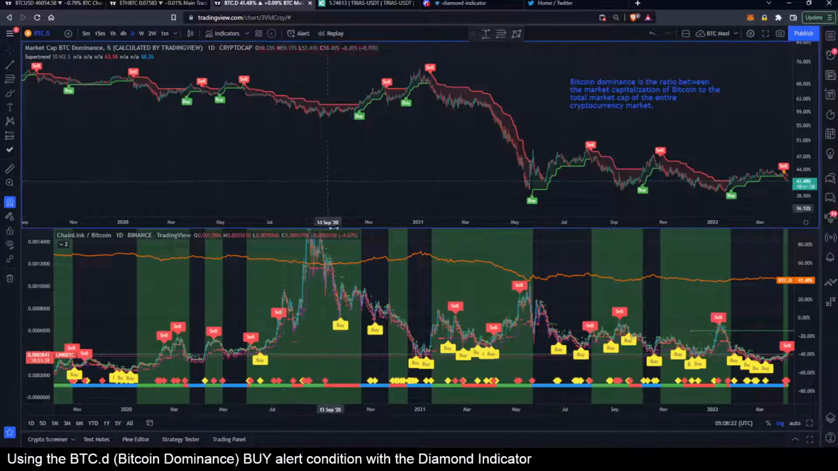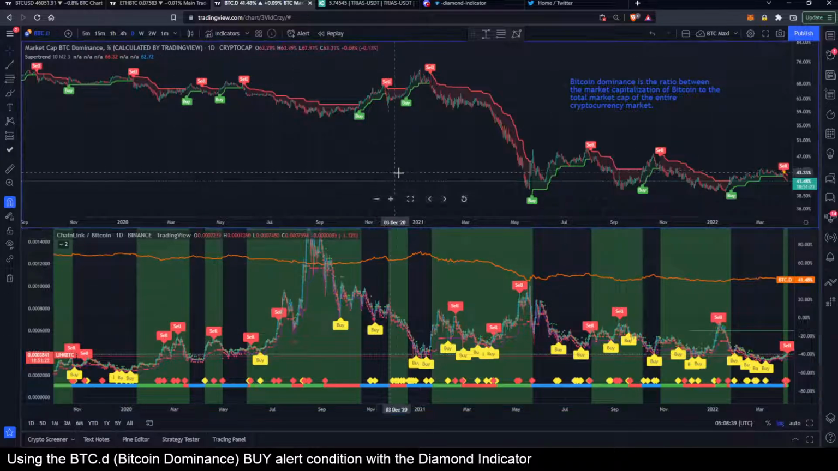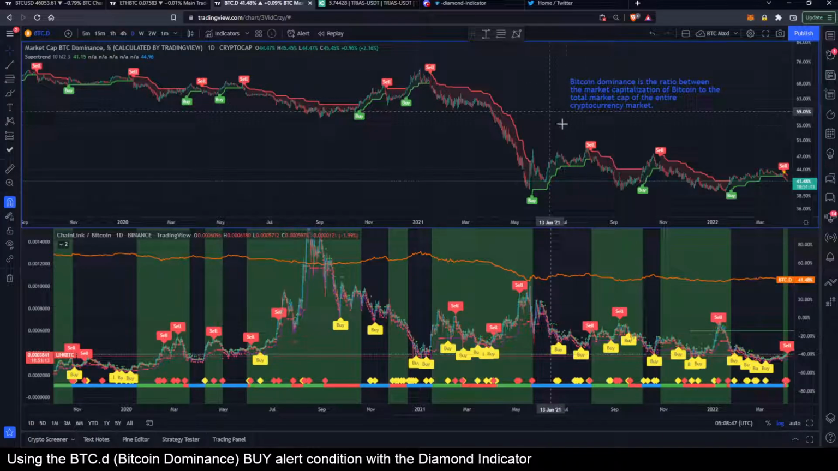What I have here is a split screen. The top chart is showing Bitcoin dominance, and the bottom chart is showing Chainlink versus BTC, and I've also overlaid the Bitcoin dominance chart in yellow. First of all, some people may not know what Bitcoin dominance actually is, so I've prepared something earlier.